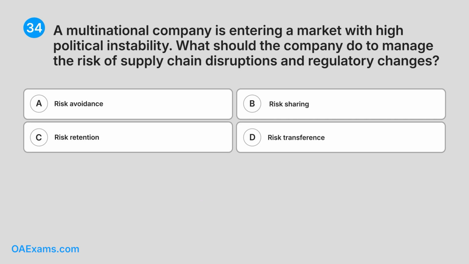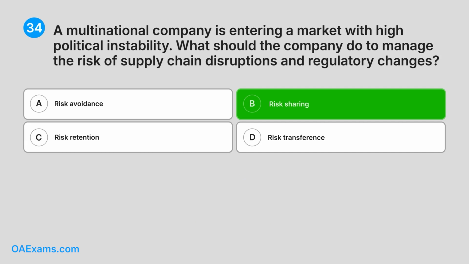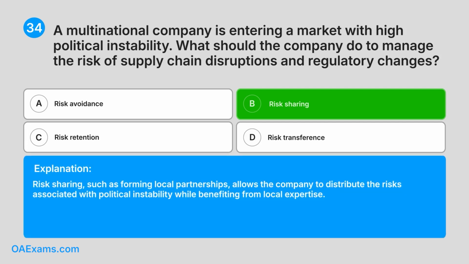Correct answer. B. Risk sharing. Explanation. Risk sharing, such as forming local partnerships, allows the company to distribute the risks associated with political instability while benefiting from local expertise.